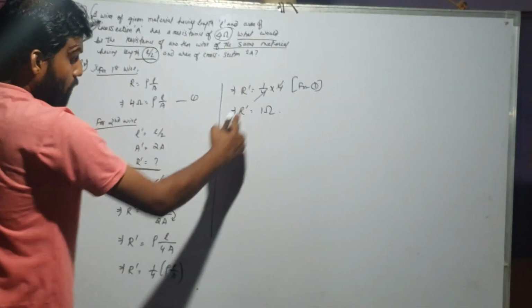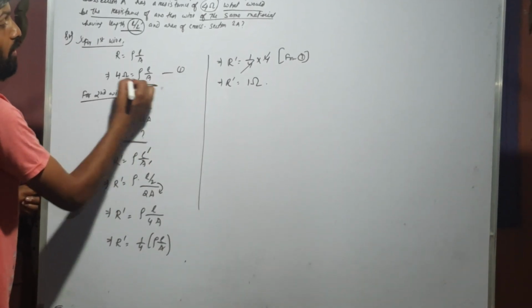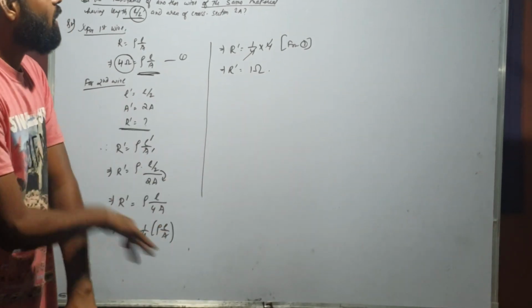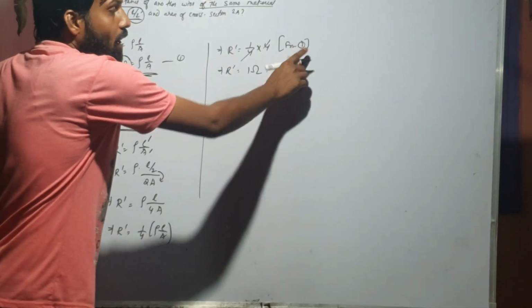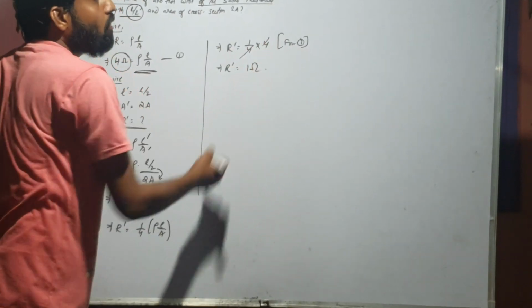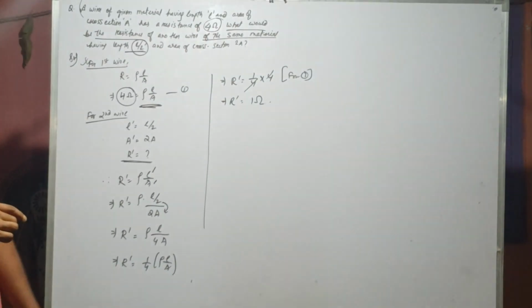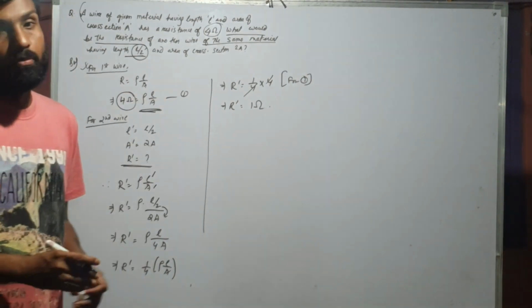That means R dash equals 1 by 4 rho into L by A. You can see here, rho into L by A is equal to how much? 4 ohm. In place of rho into L by A, I can write 4, from equation number 1 here. This cancels to how much? 1 ohm. That means they are asking what will be the resistance. You can say that the resistance of the other wire is nothing but 1 ohm here.